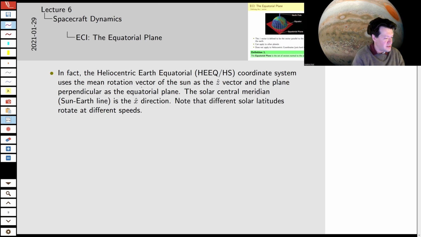So actually, I was mentioning the HEEQ, or heliocentric coordinate system, where they use the mean rotation vector of the sun as the z-hat vector. And then the x-hat vector is the line pointing from the Earth to the sun. Again, it's hard to define fixed coordinate systems on the sun, so they just use the vector pointing towards the Earth. There's another one which uses the first point of Aries, but we'll come back to that.